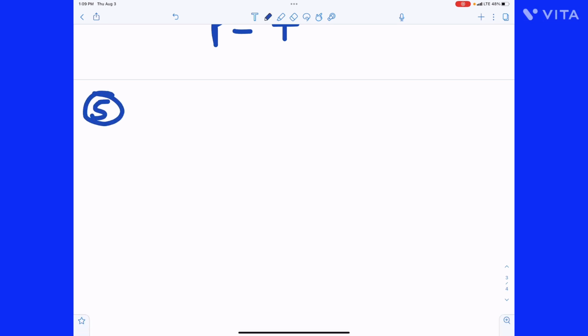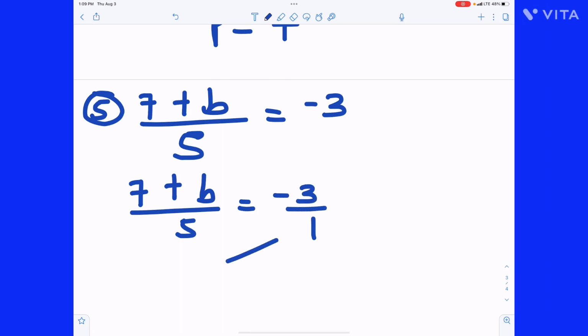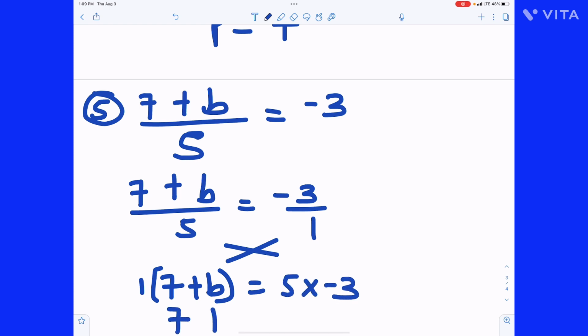In question 5, 7 plus b over 5 is equal to minus 3. Write this as 7 plus b over 5 is equal to minus 3 over 1 and cross multiply. When you cross multiply, what do you get? 1 times 7 plus b is equal to 5 times minus 3. That gives 7 plus b is minus 15.